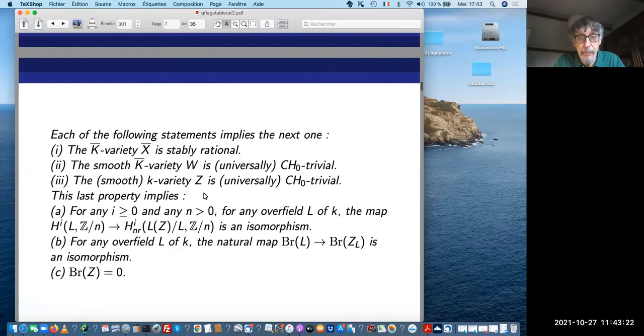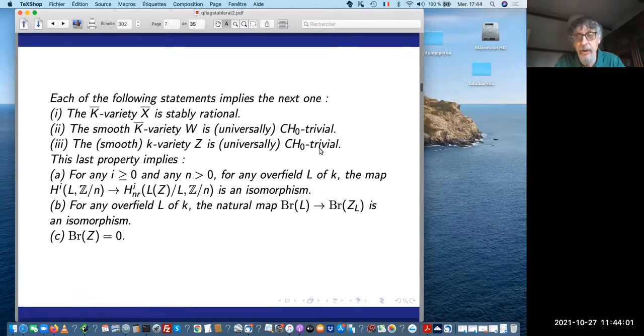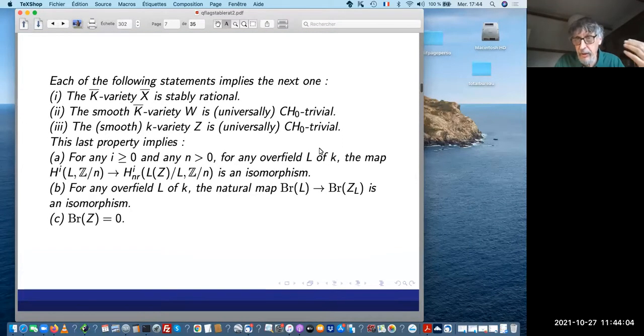Okay. And this last property implies that if you take any other field extension of K, the map from H^i_nr mod N to H^i unramified is an isomorphism. Okay. If you have this CH0 triviality, unramified cohomology is controlled by what happens from the bottom, and similarly for the Brauer group. Okay. So the thing to remember is that if the geometric generic fiber has a resolution which is CH0 trivial, then you can conclude something on the special fiber. And conversely, if you can show that the special fiber doesn't have this property, then you will deduce that the geometric generic fiber doesn't have this one. And this is the way it's used normally to disprove rationality of the geometric generic fiber.